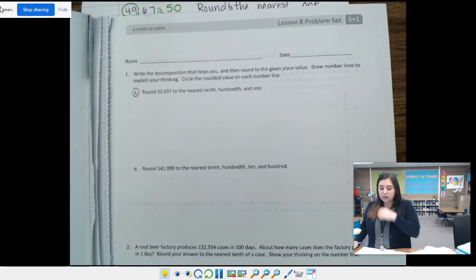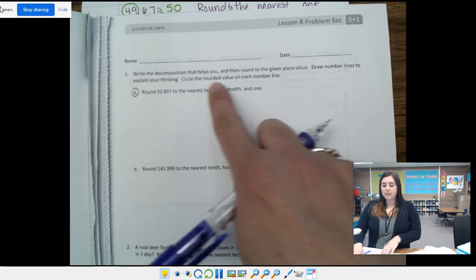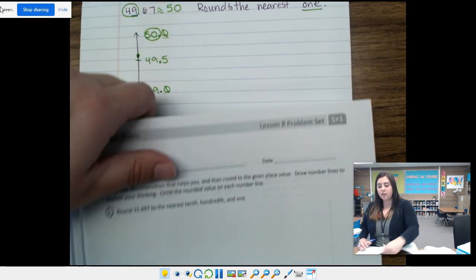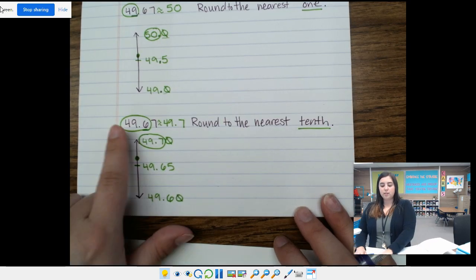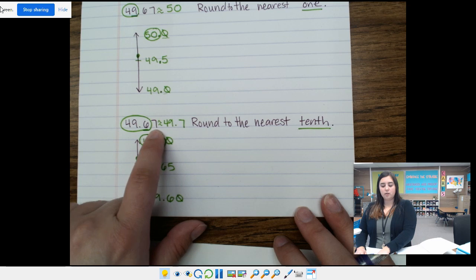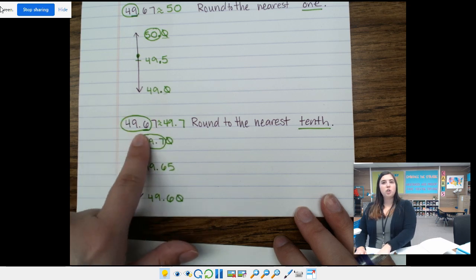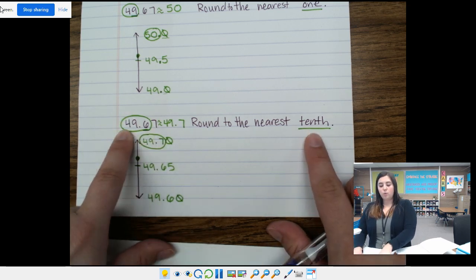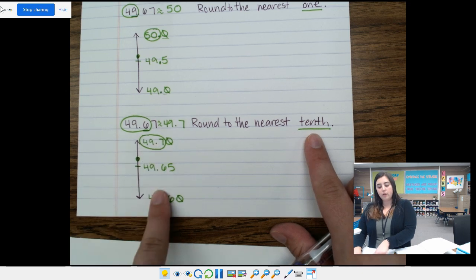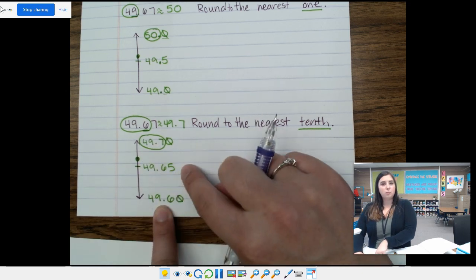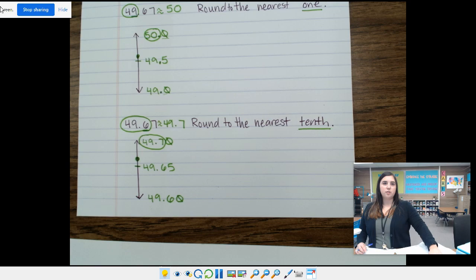So it says, write the decomposition that helps you, and then round to the given place value. Draw number lines to explain your thinking. Circle the rounded value on each number line. Basically, that was a confusing way to say, do exactly what we just did. Write down the number, figure out how you can show if it's tenths, what part you're writing down, draw your number line, include your midpoint, and then circle which one you're rounding to.